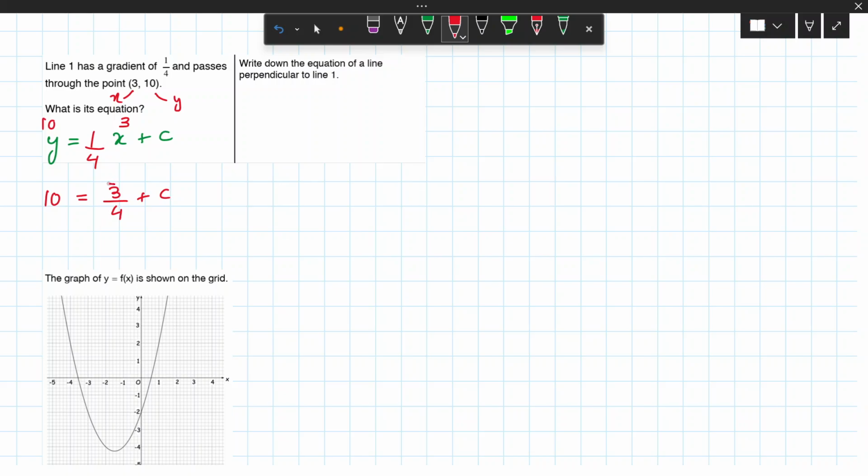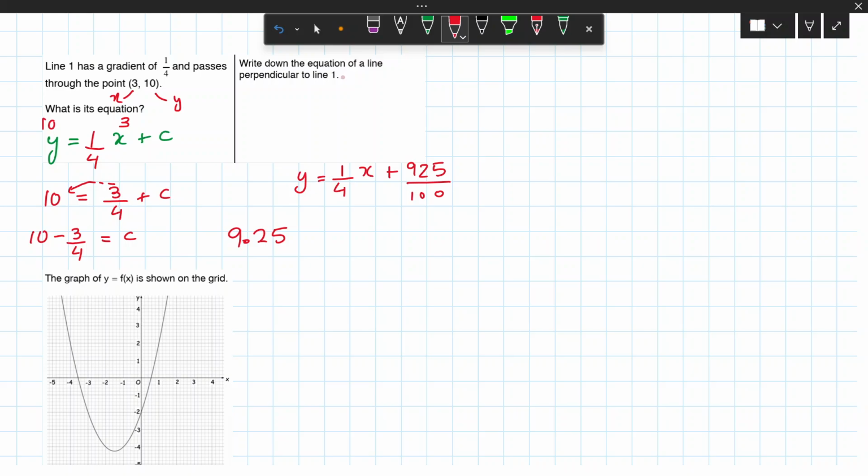To find c, we're going to kick the 3/4 to the other side, so that becomes 10 take away 3/4 equals c. Now if you think about it, you can do this quite quickly. 3/4 is 0.75, so 10 take away 0.75, that would be 9.25, right? So y is equal to 1/4 x plus, if you want to convert 9.25, you could do 925 over 100. You don't have to simplify. Nobody asks you to simplify, so you can do that quickly and you'll still get the marks.